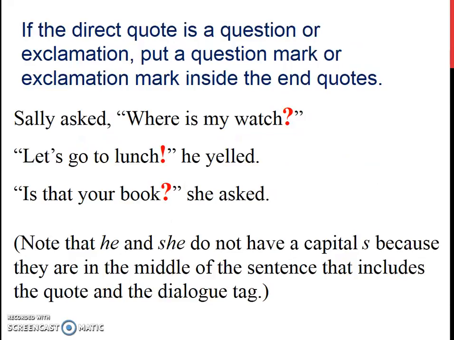If the direct quote is a question or exclamation, put a question mark or exclamation mark inside the end quotes. Sally asked, "Where is my watch?" Notice we have a question mark right here because "where is my watch" is a question. Now, Sally asked is a statement. But we can't have a question mark and a period at the end of our sentence. So we're only going to use the question mark, and it goes inside the quotes because "where is my watch" is a question.